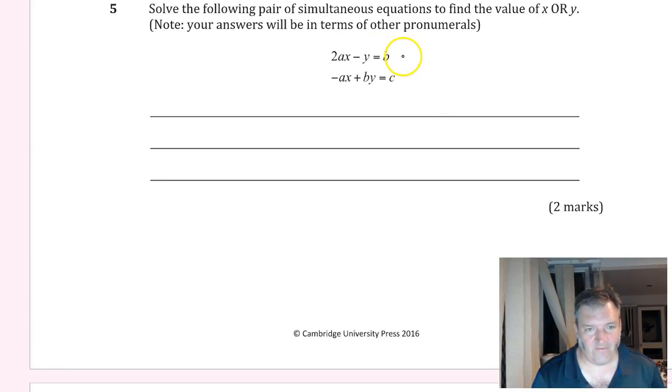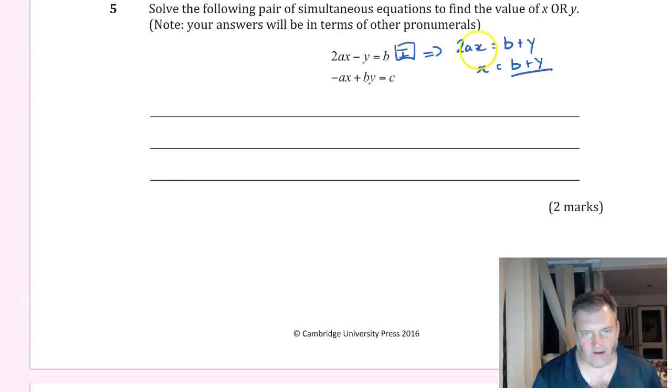Let's rearrange equation 1 here so that I get y on its own. So the first thing I want to do, actually we'll make it x on its own, because x is positive already over here, isn't it? Let's try and keep it positive. So I'm going to add y to each side. So now I've got 2ax equals b plus y. Oh, so to get x on its own, x equals b plus y divided by, that's 2a that it's being multiplied by, so I've got to divide by 2a.